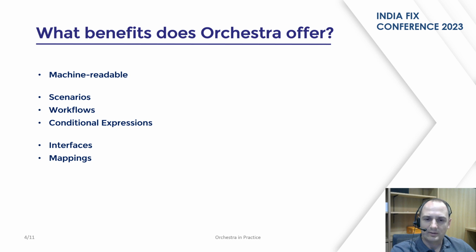And Orchestra also includes a powerful expression language called Score DSL that is used to describe the values of the tags, for example, in workflows, but also it lets you describe conditional requirements for elements with the same expression language.